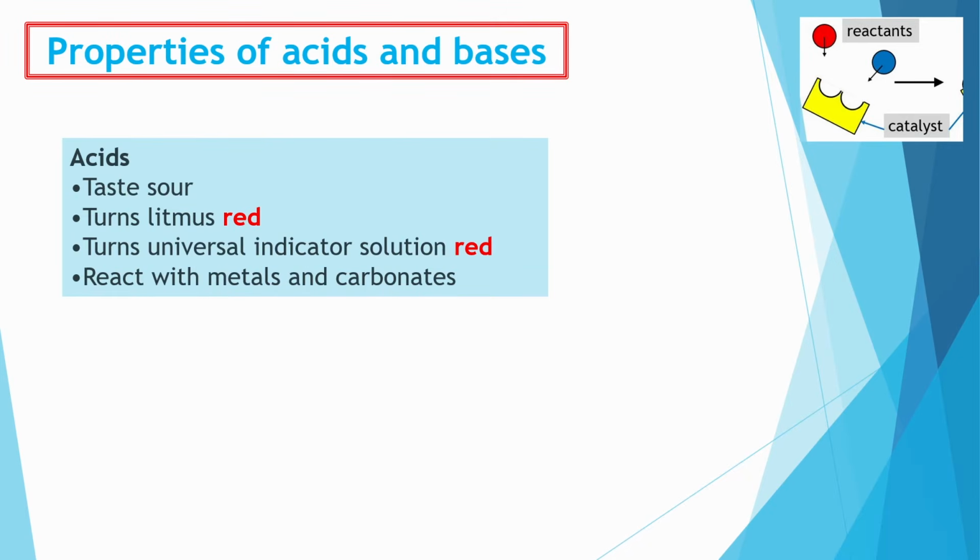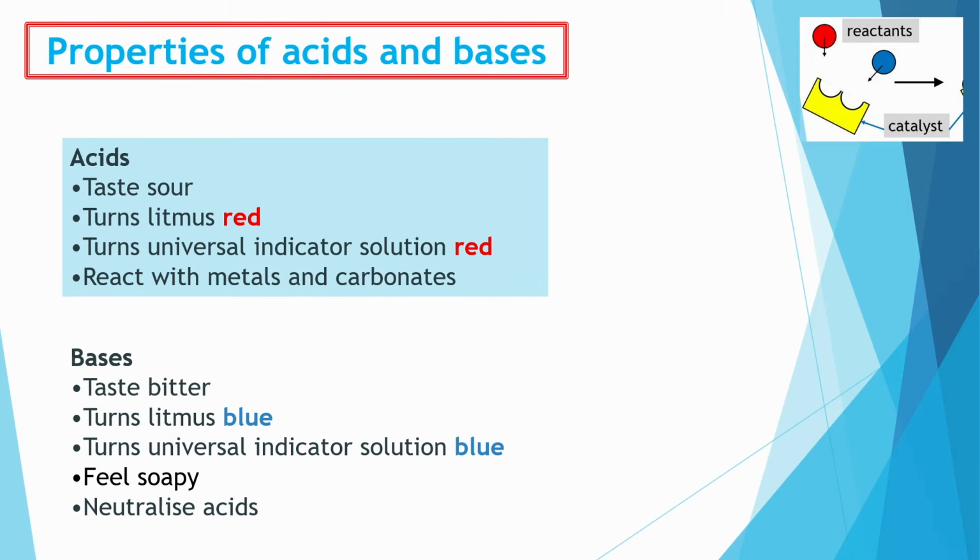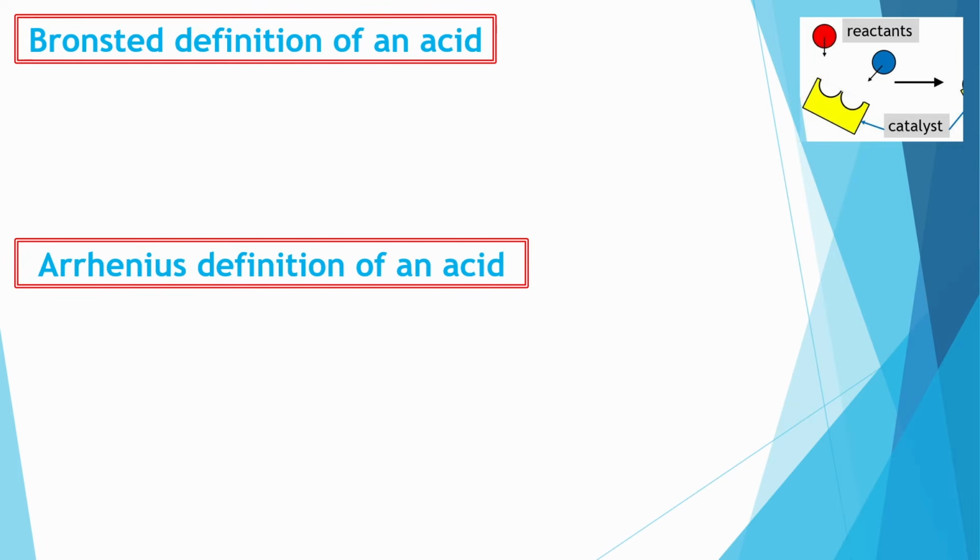Okay, so generally acids taste sour, they turn litmus paper red, turn universal indicator red, orange or yellow possibly as well, and they react with metals and carbonates. Bases taste bitter if you're tasting them, turn litmus blue and universal indicator blue. They feel soapy if you put them on your hands, and they neutralize acids. So those are just general properties we might know about acids and bases.